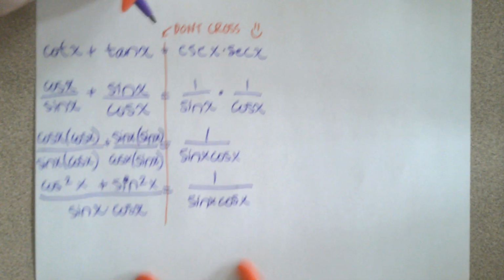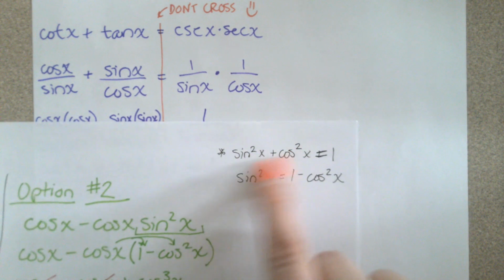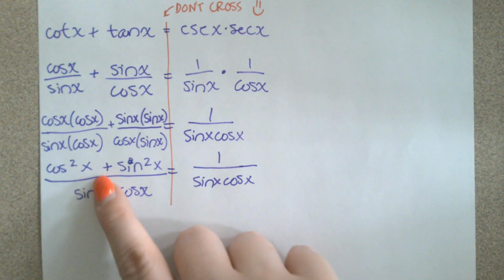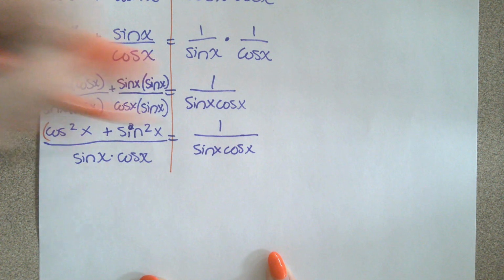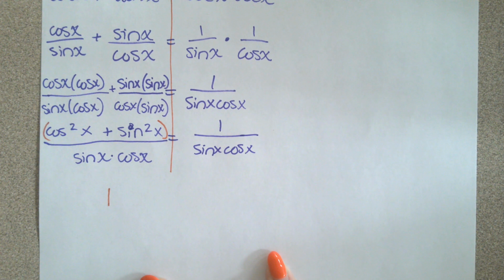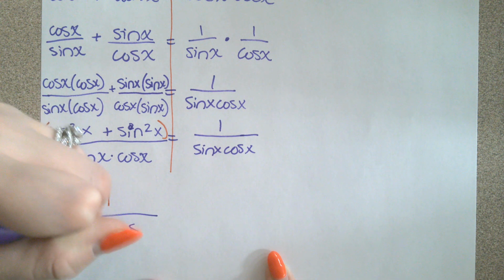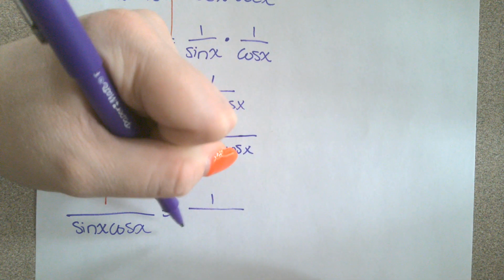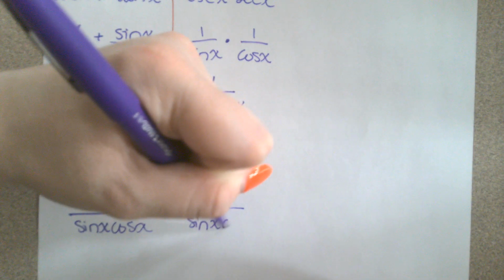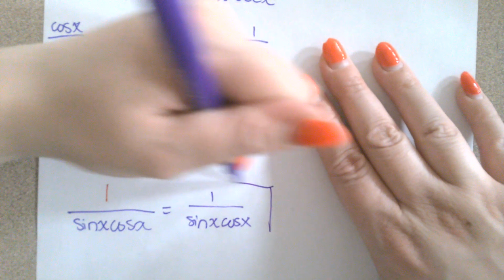We are basically done. This is a Pythagorean identity. It is the general equation. Sine squared plus cosine squared equals 1. Flip-flopping that order does not make a difference. So we're going to replace that with just 1 over sine of x cosine of x, equals what I have on the right side. 1 over sine of x cosine of x. And that is my answer.